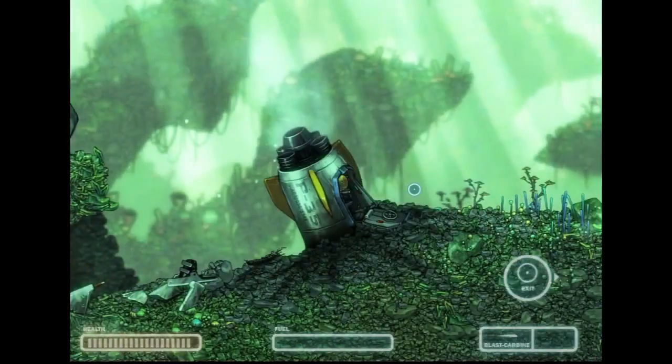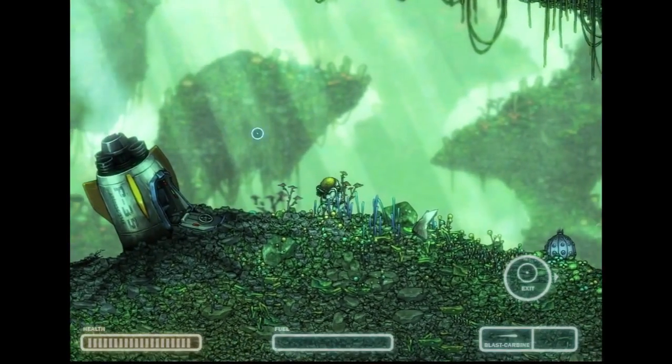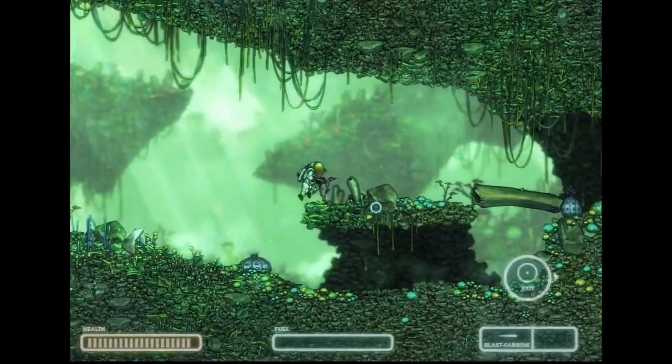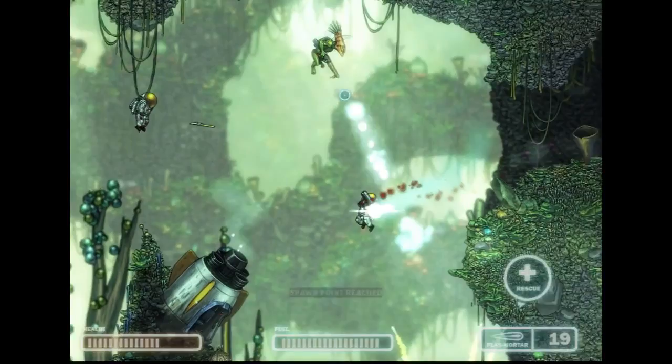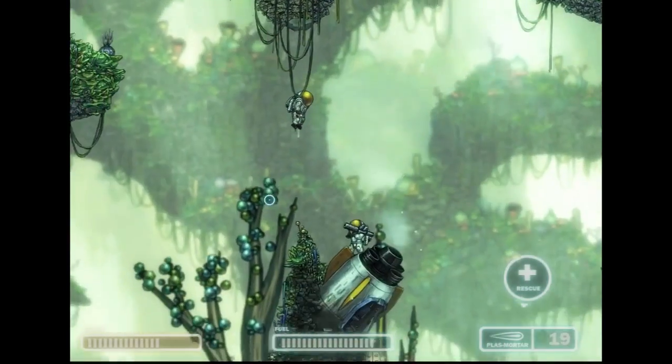So the general story is again really straightforward and simple. You are a bunch of astronauts on a spaceship. The spaceship crashes on this alien planet, and you're all stranded there. And your mission as one of the spacemen is to go through the planet where everything is trying to kill you, rescue your friends, and get off the planet somehow.